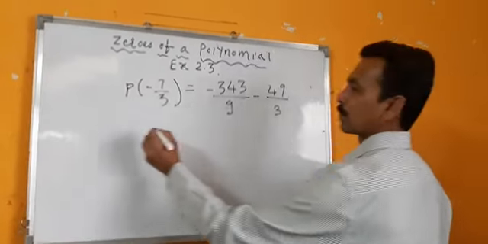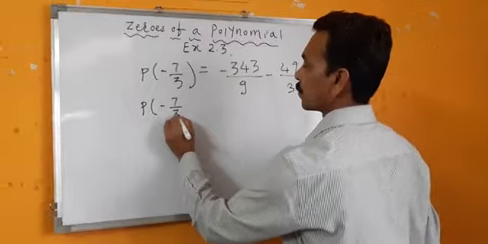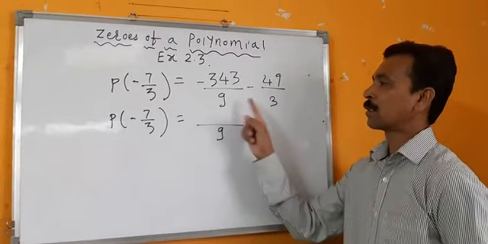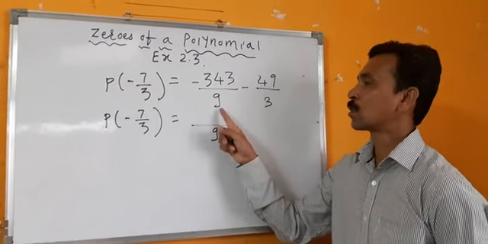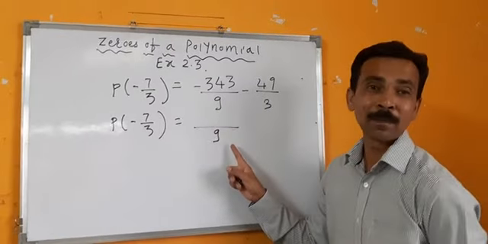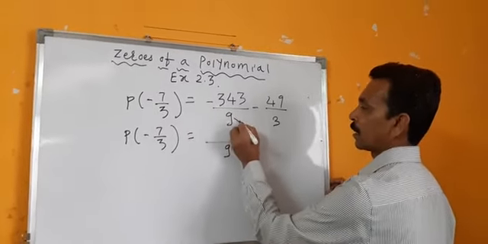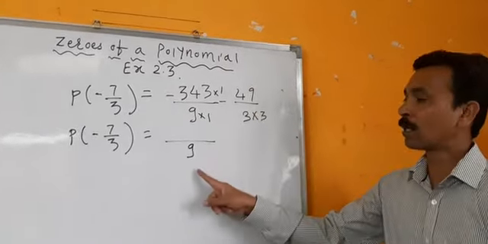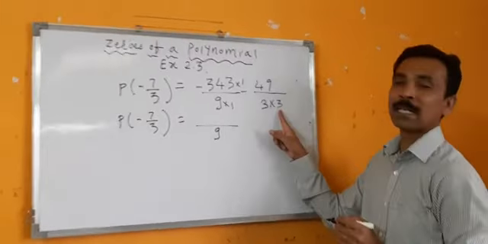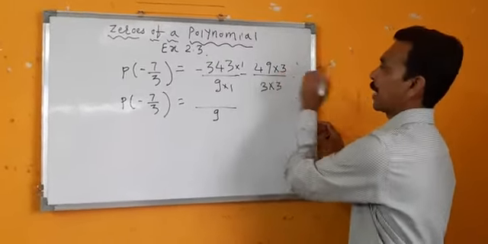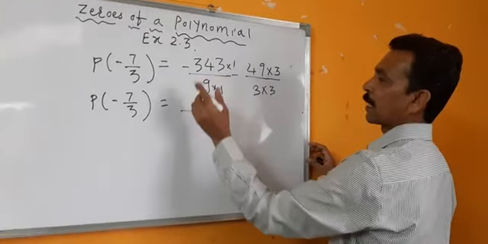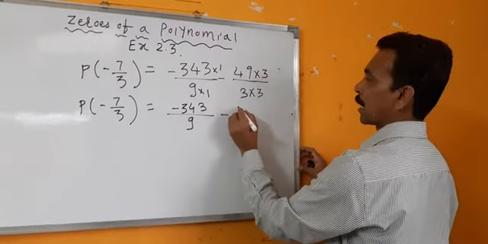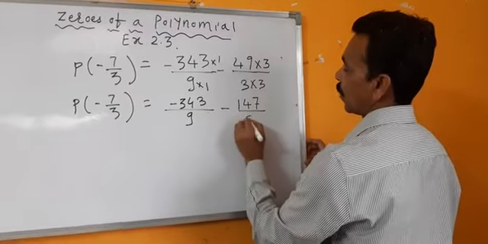Now what we have to do? We have to take the LCM. What is the LCM of 9 and 3? 9, because 3 and 9 are in the table of 3, so the greater number will be the LCM. So I will write here into 1, and here is 3, so I will multiply by 3; then only it will become 9. As I have multiplied here by 3, I will multiply the numerator also by 3. So now in the numerator, minus 343 minus 49 3s is 147, upon 9.